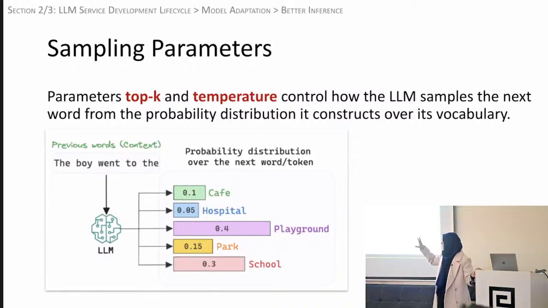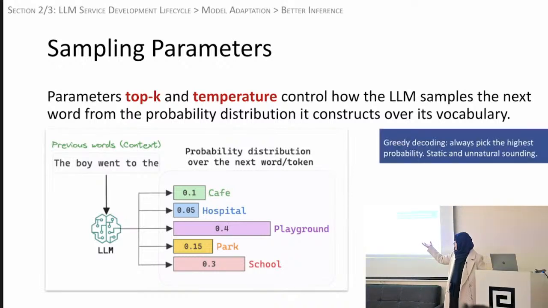But essentially, you'll see in most APIs 2 parameters, top K and temperature. Right? These are available in most APIs. They basically control how the LLM picks the next word from this probability distribution. We saw this probability distribution before, right? So the LLM has built this distribution, and now it needs to pick out a word. It can either just pick out the most likely word every time. It sounds very intuitive, but the problem with that is that it makes very static and unnatural sounding text in practice.